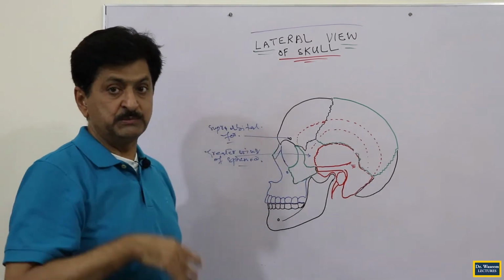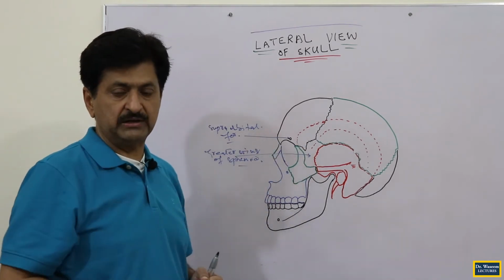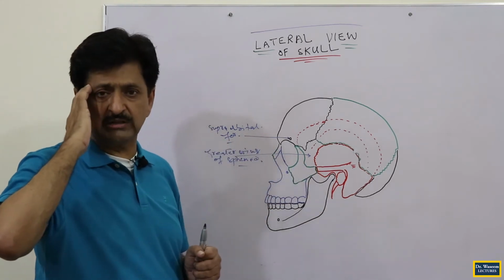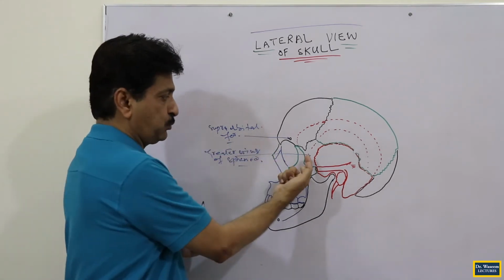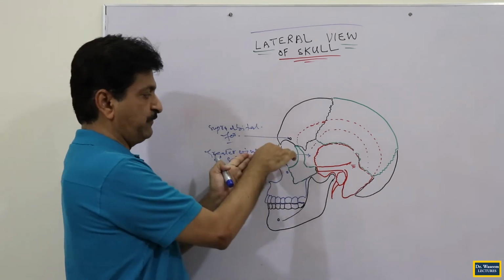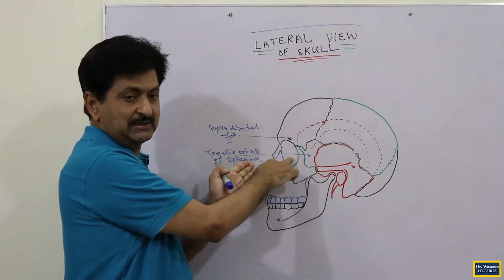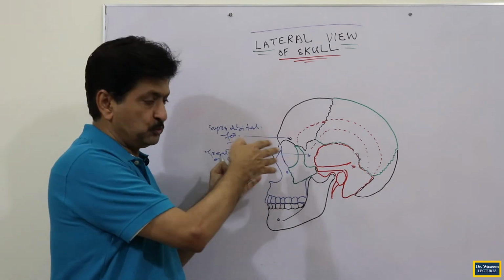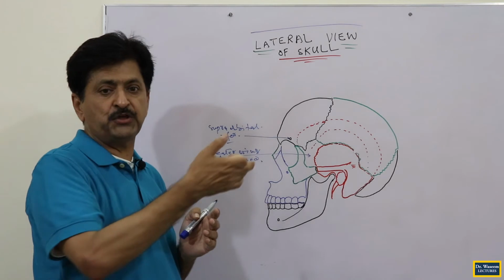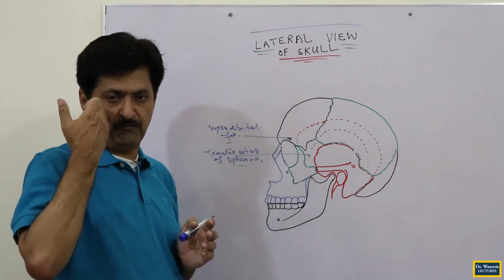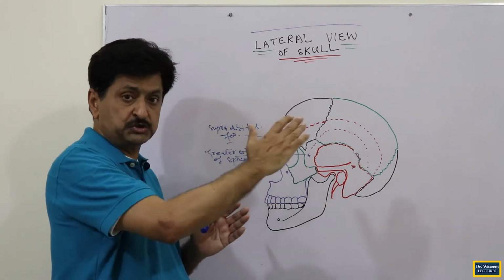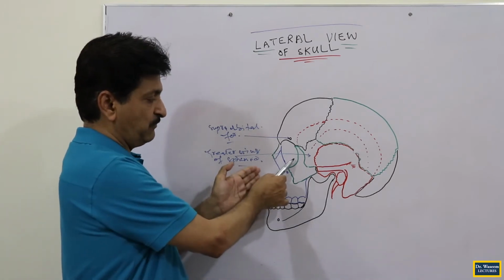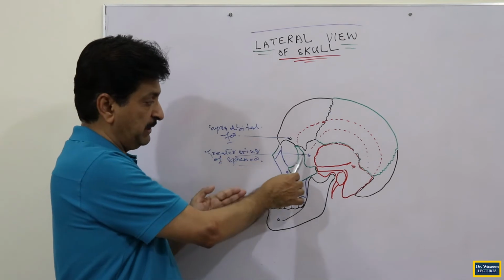This greater wing of sphenoid bone means in the temple also there is greater wing of sphenoid. It is not just forming the temporal area, but one aspect of it is towards the orbit also. The most posterior half of the lateral wall of the orbit is formed here, because the anterior half is formed by the zygomatic bone, but the most posterior part of the lateral wall of the orbit is formed by the greater wing of sphenoid.